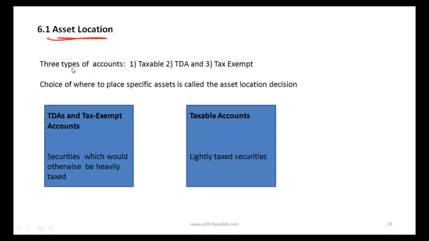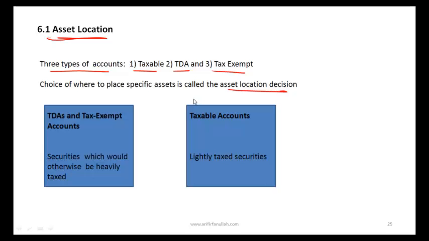As we've already discussed, there are 3 types of accounts: taxable accounts, tax-deferred accounts, and tax-exempt accounts. These are 3 different buckets or categories. Which bucket you choose to put a given investment in is called your asset location decision.